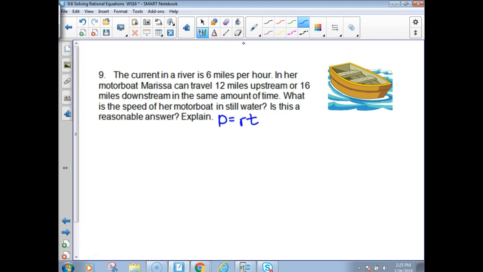Sorry, I led you the wrong way a little bit. I think it's all right. It's just you were thinking geometry and didn't really remember. Sorry, I guess if we read the problem, we might have thought of it faster. All right, distance is rate times time. And you got a river with a current. The current is 6 miles per hour. That's important. In her motorboat, Marissa can travel 12 miles upstream or 16 miles downstream in the same amount of time. Those are my clues. What is the speed of her motorboat in still water? I'm going to let that be R.